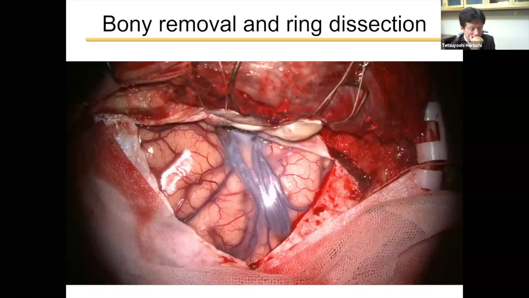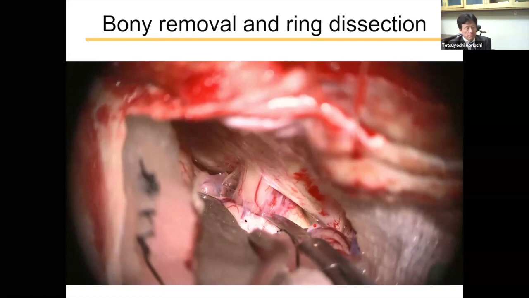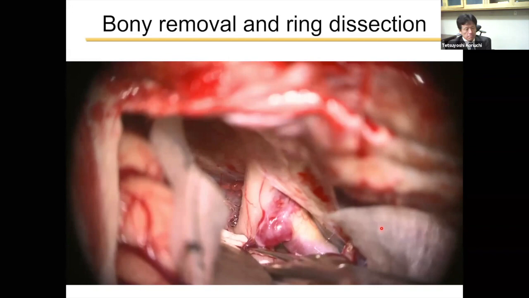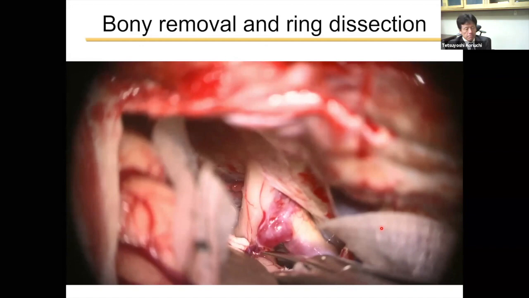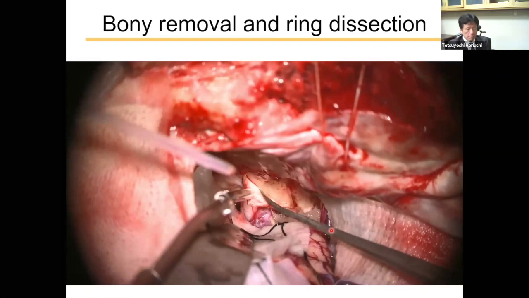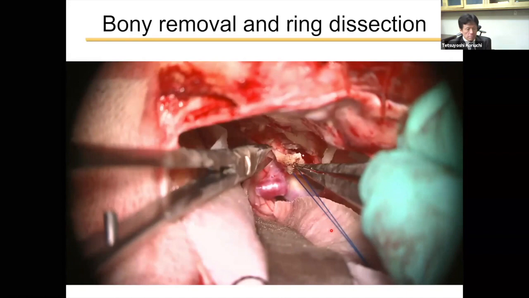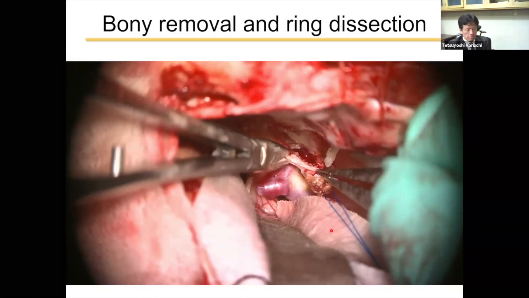This is a right side approach. You can see the optic nerve, aneurysm, and the internal carotid artery. After sufficient exposure of these structures, the dura is cut and reflected. A nylon suture is placed and the bone curette is used to remove the anterior clinoid process. And adequate section of the distal dural limb is performed.